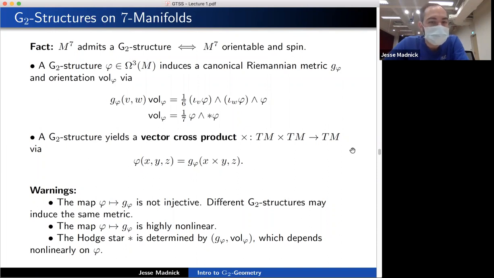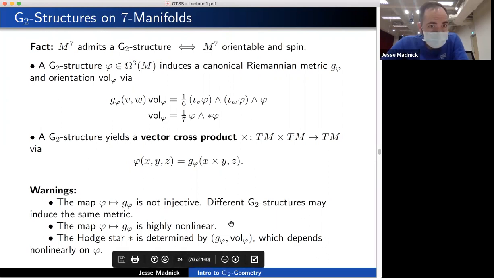Okay, so several warnings. First, this correspondence that takes a G2 structure and outputs a Riemannian metric is not injective. That means that different G2 structures can induce the same metric. These are sometimes known as isometric G2 structures. There's a flow for such things. It's very interesting, but you do have to worry about this issue.